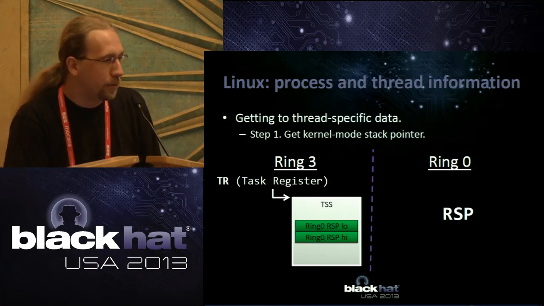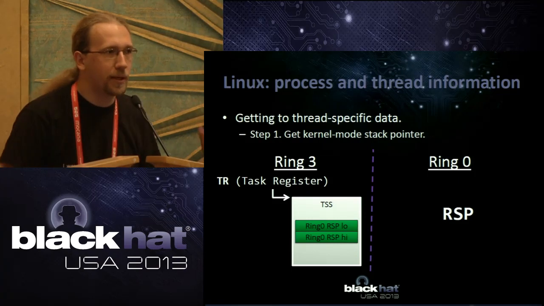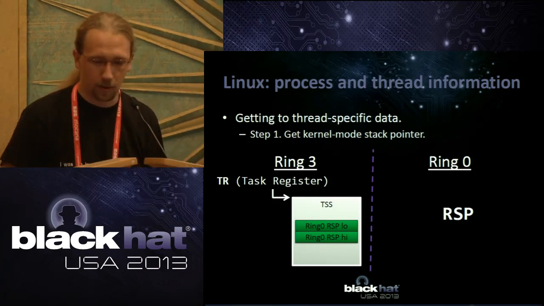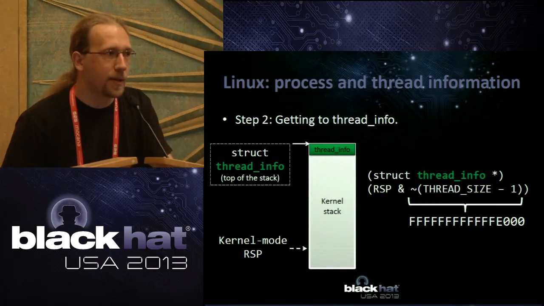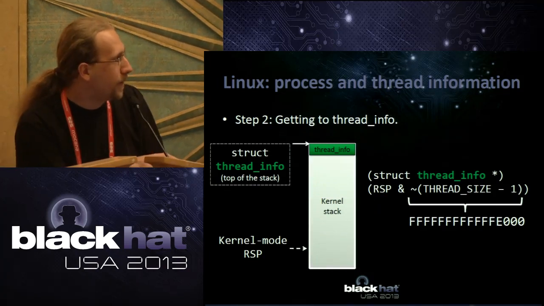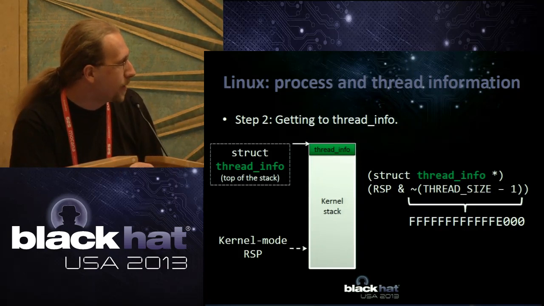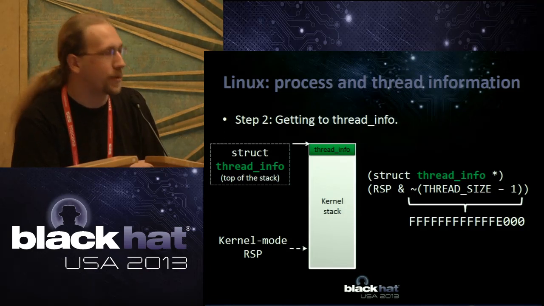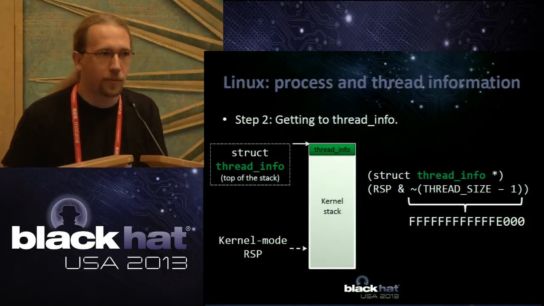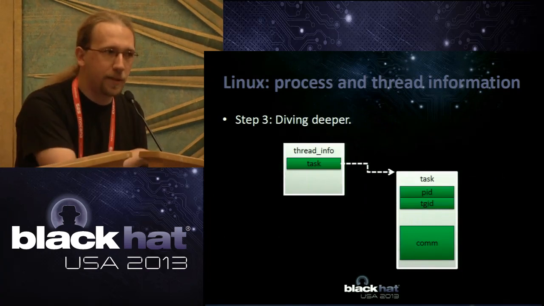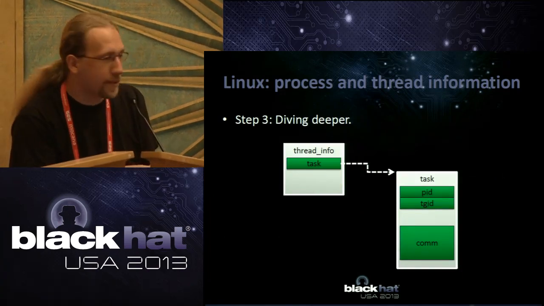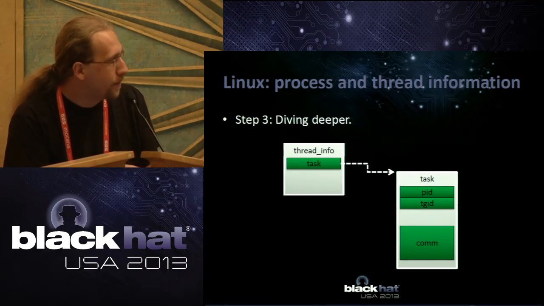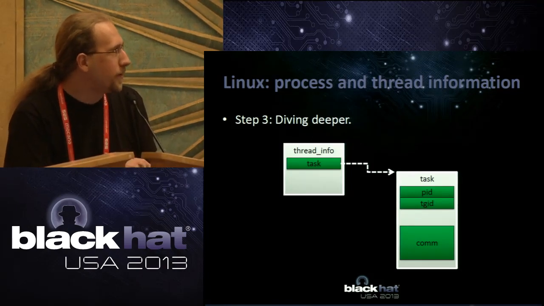However, if you are on ring 0, this is trivial because you already have the stack pointer in the stack pointer register, obviously. Once you have this, well, Linux is quite interesting. You have the kernel stack for the given thread, and the stack pointer points somewhere here, right? You mask out the lower bits, and you get the address of the beginning of the stack. At the beginning of the stack, there is a thread info structure, which contains the pointers to information we need. So if we dive deeper, we read a task pointer from that structure, and we have the task structure. We read the PID.